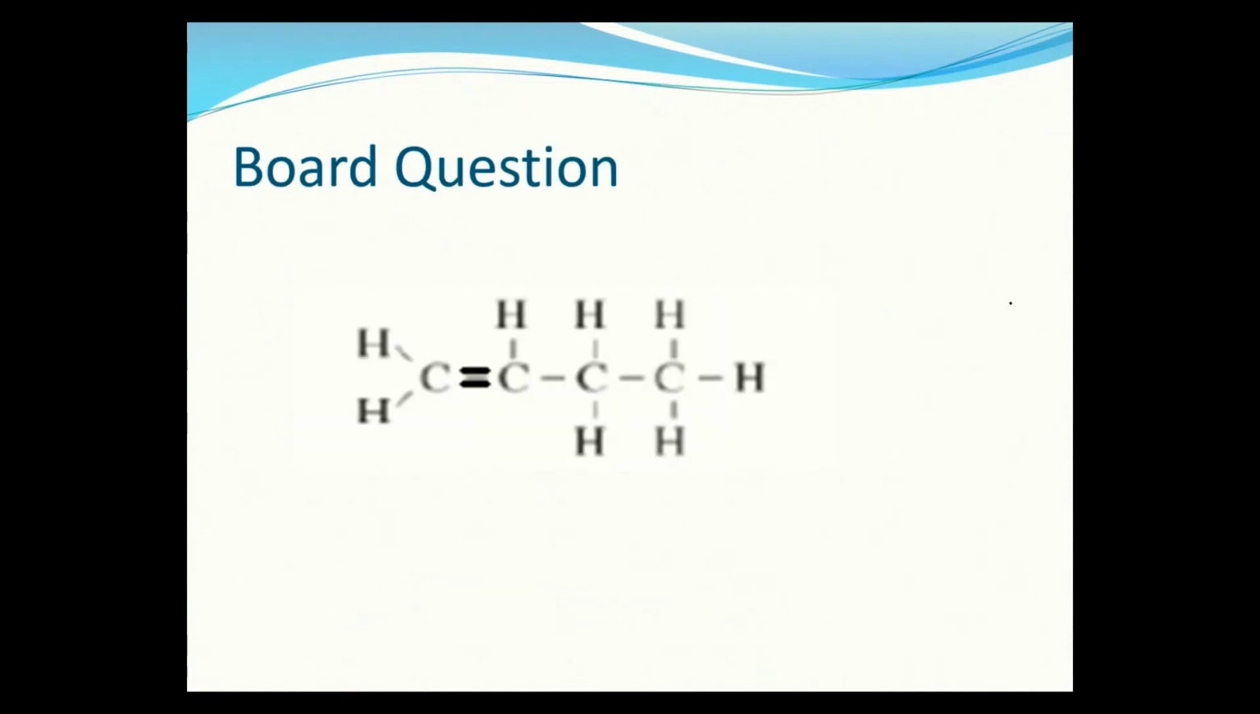Okay, so we'll do some easy board questions. Pause it, see if you can do it by yourself. This is 4 carbons. We have no branches, so 4 is bute. And then this is our first carbon double bond, so it occurs on the first one. So its name would be bute-1-ene.